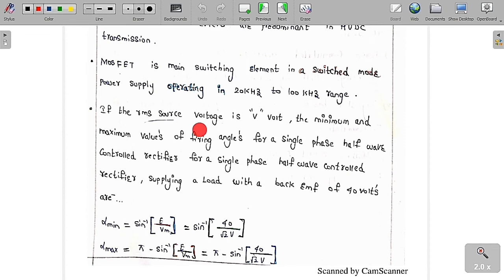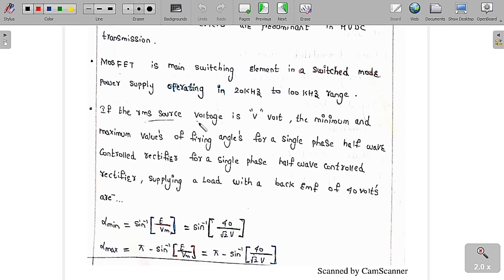If the RMS source voltage is V volt, what are the minimum and maximum values of firing angle for a single phase half wave controlled rectifier supplying a load with a back EMF of 400 volts?